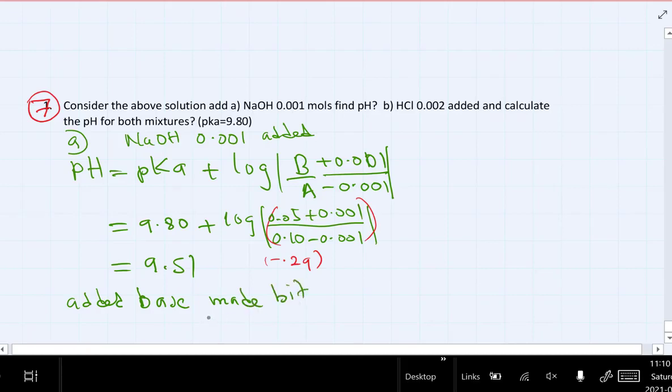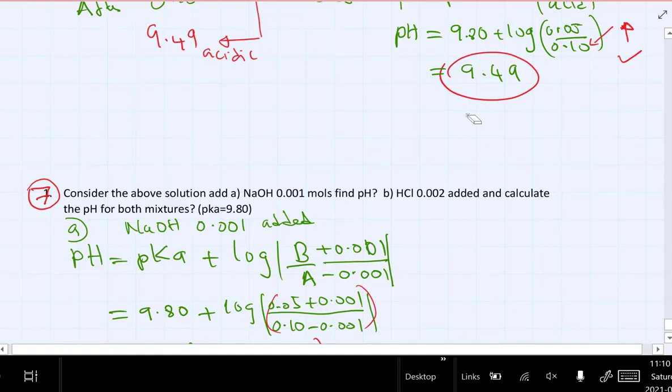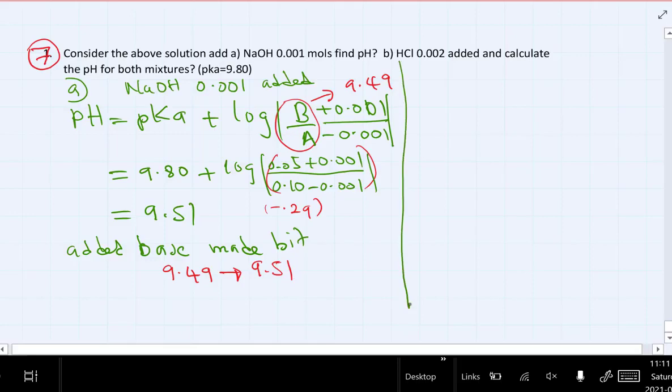Your benchmark is actually 9.49 from the above one, right? That's what you measure, because the buffer originally wasn't sitting at the pKa, it was sitting at 9.49. That's the benchmark. Now you throw in some base, it should go towards the base side. That's exactly what happened. The original point is 9.49, and now it became 9.51. Does it make sense?